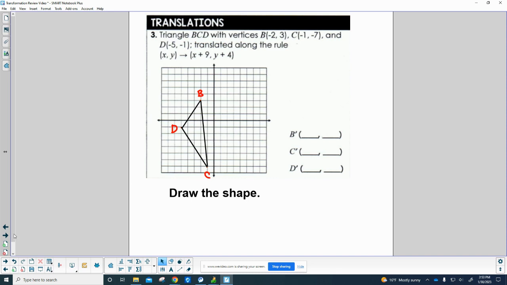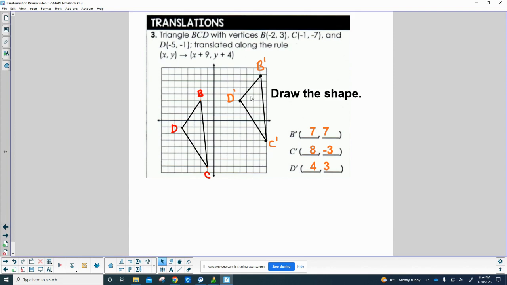So now we need to plot the change in x. So in each point we count over 9 spaces because of this plus 9. And next we count up 4 spaces from there and create dots at each of those locations. Then we can use those 3 dots to draw our new triangle. And that new triangle has these points, (7, 7), (8, negative 3), and (4, 3). So that is our new shape after it has been translated x plus 9 and y plus 4.